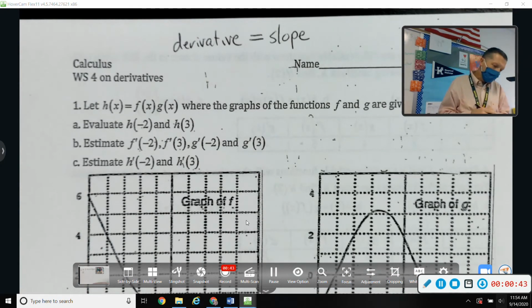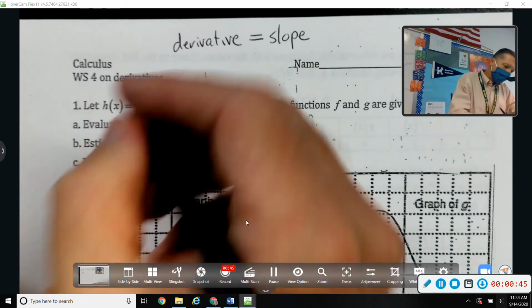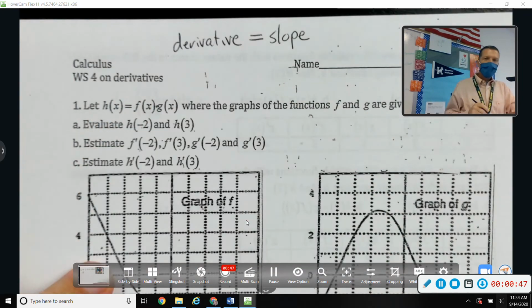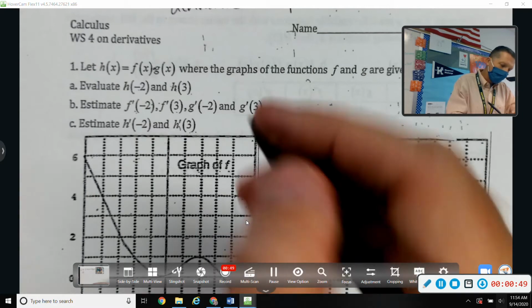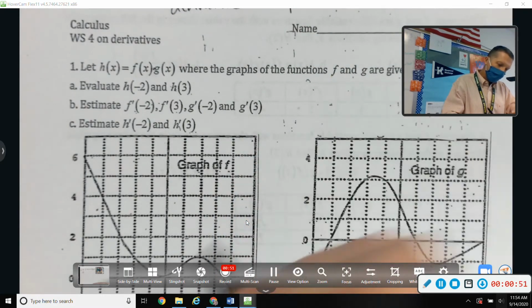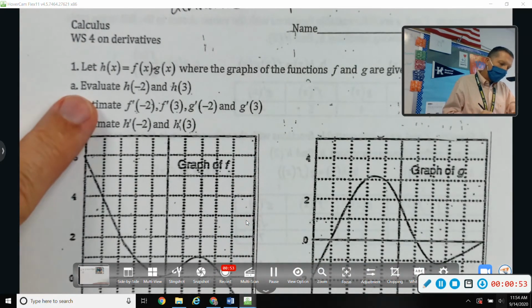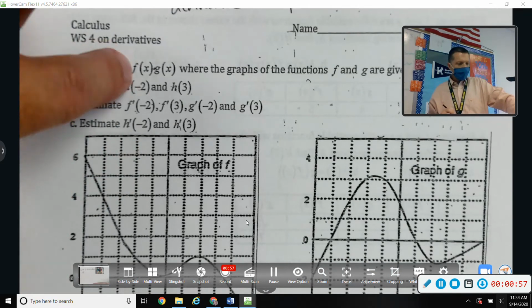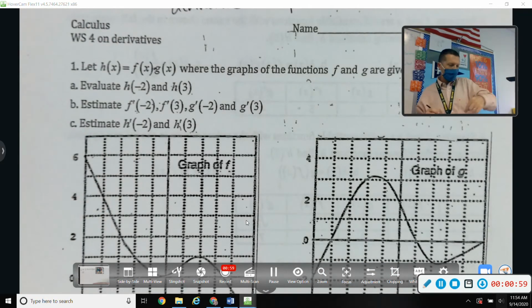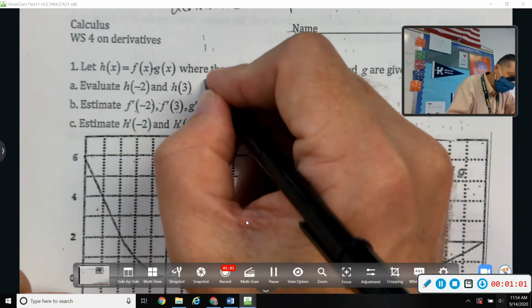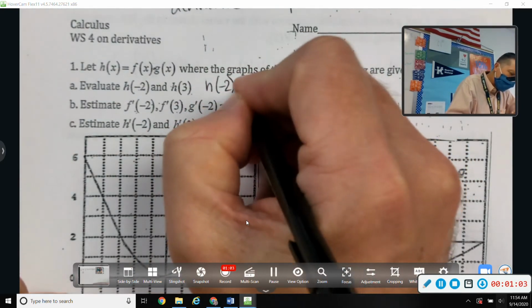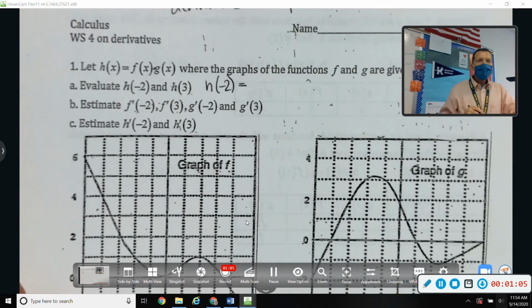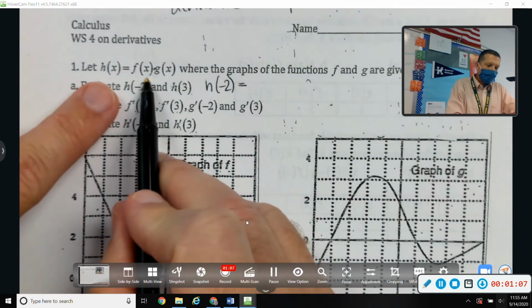All right, so number one, let h of x equals f of x times g of x. I'm thinking product rule may be in our future here. Where the graphs of f and g are below. Evaluate h of negative 2 and h of 3. Basically, I'm going to do the first piece of a, b, and c, and we'll see where we are on time.